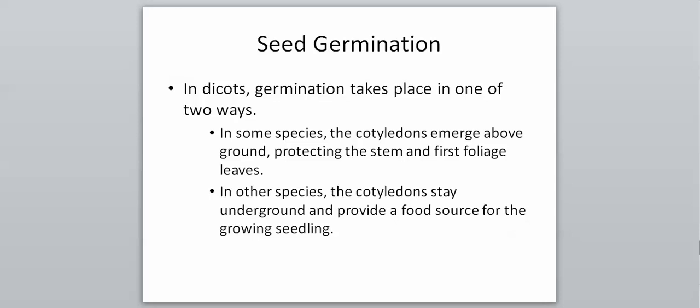In some species, the cotyledons emerge above ground, protecting the stem and first foliage leaves. A foliage leaf is just an early leaf. So sometimes the cotyledons will come above ground and serve as protection. However, in other species, they stay underground and provide a food source for the growing seedling. That's an interesting adaptation. They'll almost provide some food for the growing plants.